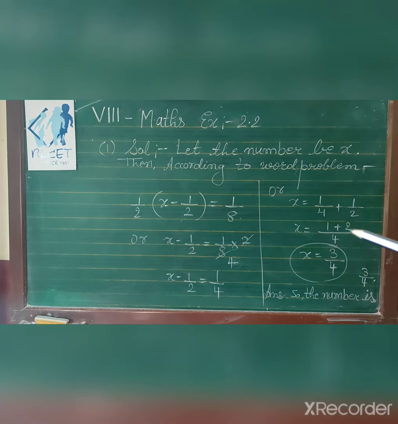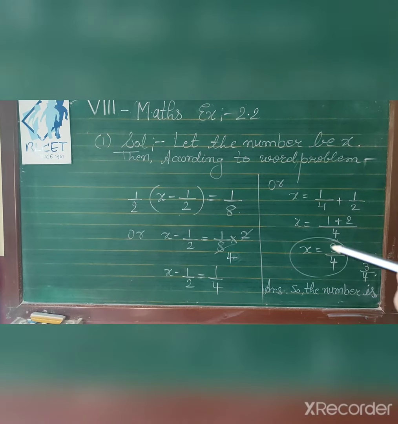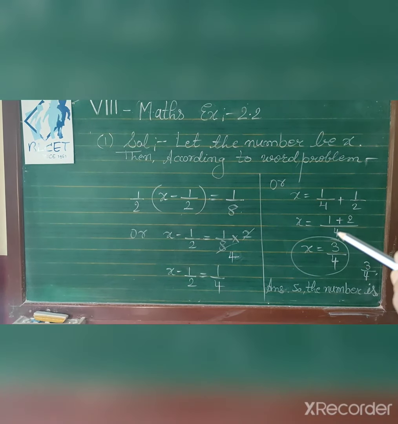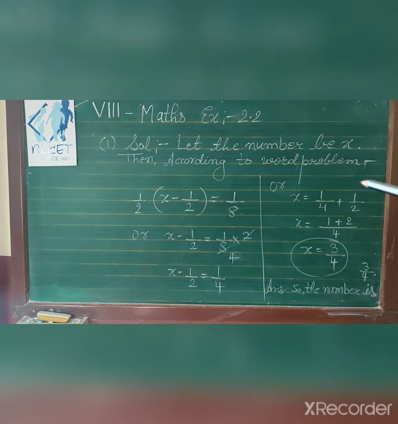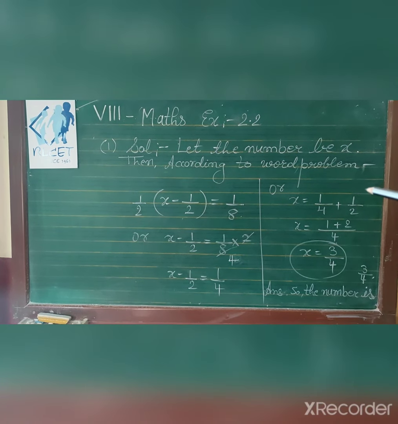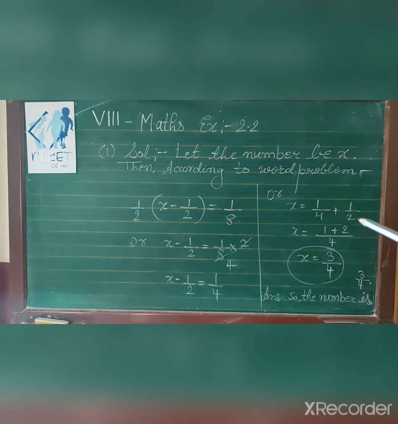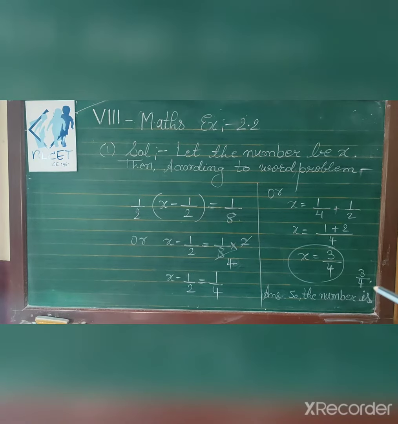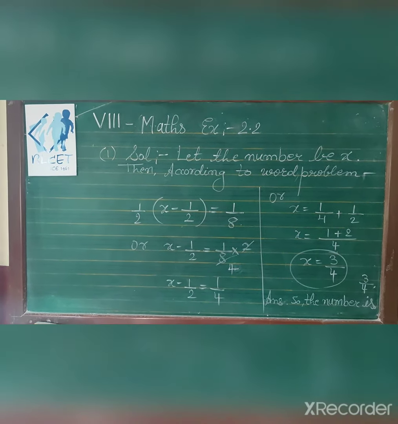x equal to, LCM will be 4. 4 ones are 4, so 1 as it is. 2 twos are 4, that 2 you will multiply. Quotient you will multiply with the 1. 2 ones are 2. So 2 plus 1, 3. So the number is 3 by 4.